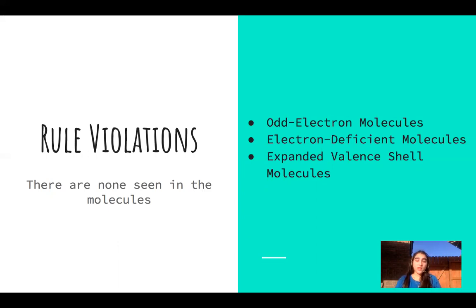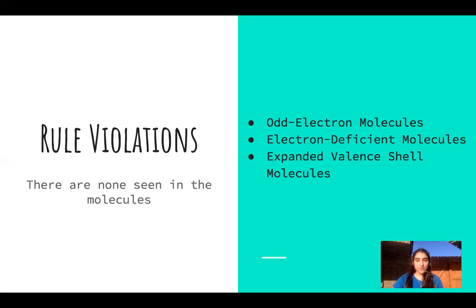Another way is within the electron deficient molecules, and those are the ones that don't have the total of 8 adding up within each atom. And then there's the opposite, which is the expanded valence shell molecules, and that's when one or more of the atoms themselves have more than 8 valence electrons. Within our 2 molecules, the fulminate and the cyanate, we don't see any rule violations. Each atom has their own 8 valence electrons, and they work.